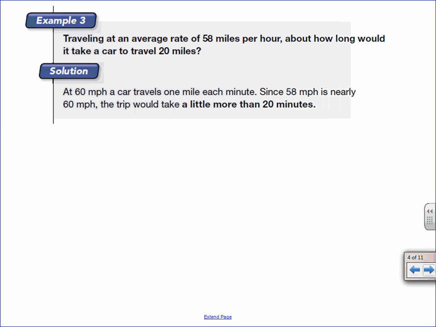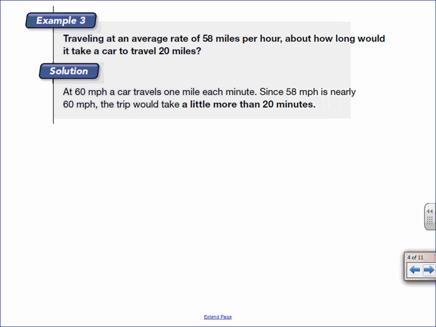Traveling at an average rate of 58 miles per hour, about how long would it take a car to travel 20 miles? So in this one, they're asking for an estimation. So if you think of it in terms of minutes, 58 is close to 60 miles an hour, which means you're going to go a mile a minute. And so then it would be about 20 minutes because they've gone about 20 miles, a mile a minute. But since you're going slower than 60, it's going to take a little more. So that's kind of a tough distinction to make.